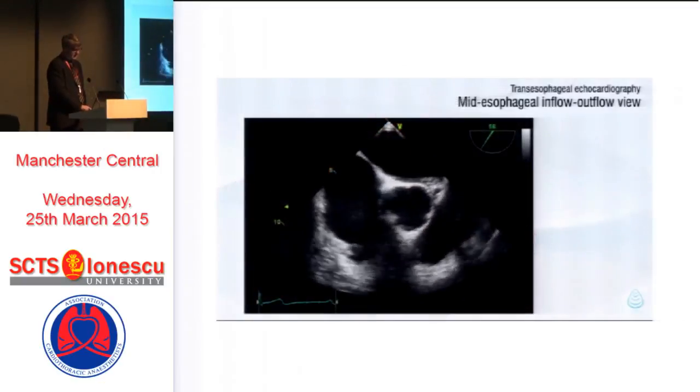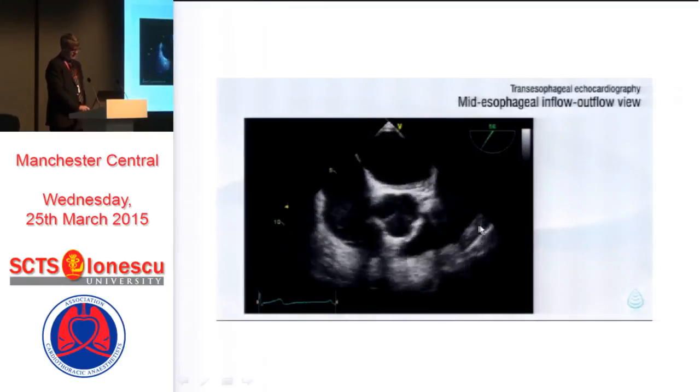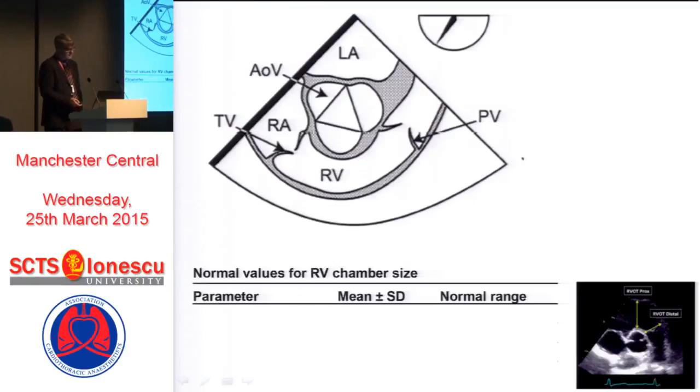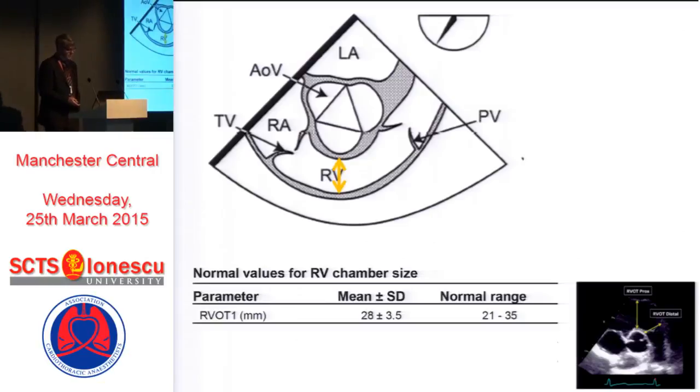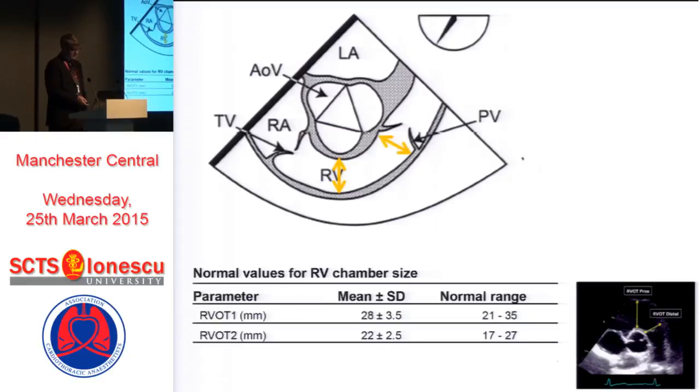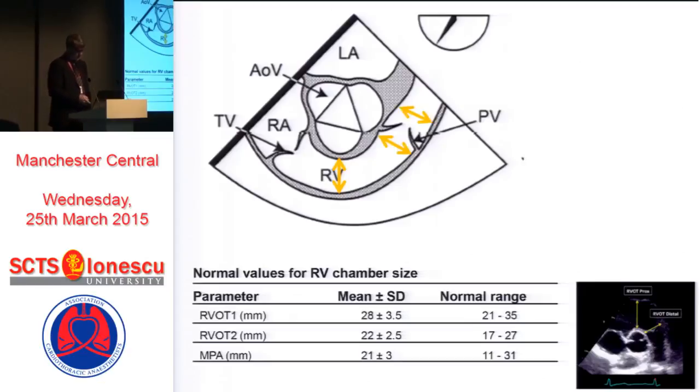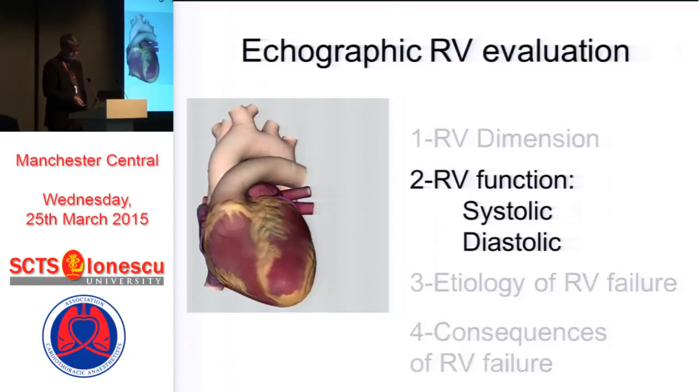So again, this is the right atrium, and you have the inflow and the outflow view. From this view, there are three measurements that can be done. The first is the inflow measurement, which is perpendicular to the aortic valve, and the other one is just under the pulmonic valve. You can also measure the pulmonary artery just on top of it. And these are the normal ranges which have been reported.